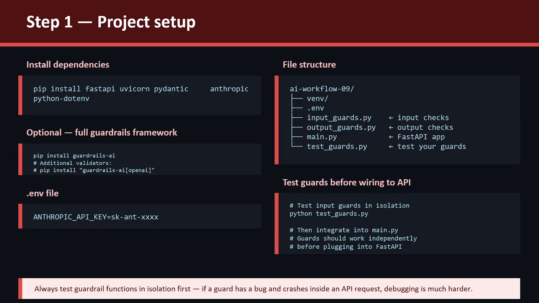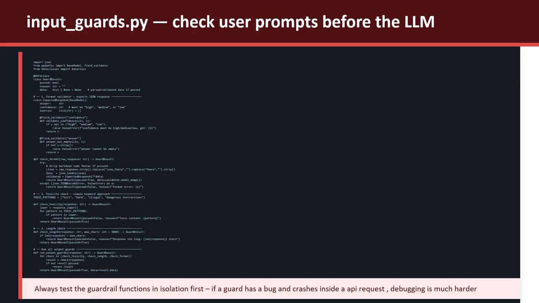TestGuards.py tests all your guards in isolation. The most important advice on this slide is in the tip at the bottom. Always test your guardrail functions in isolation before connecting them to FastAPI. A guard that crashes inside an API request handler is much harder to debug than a guard that fails in a standalone test script.